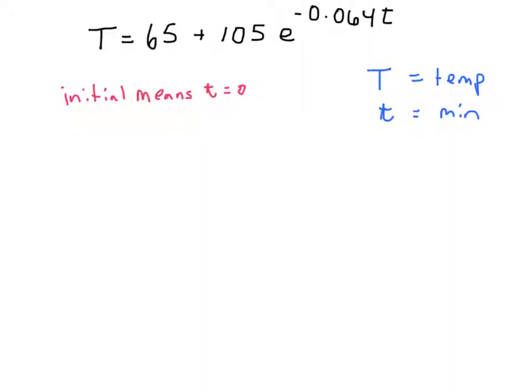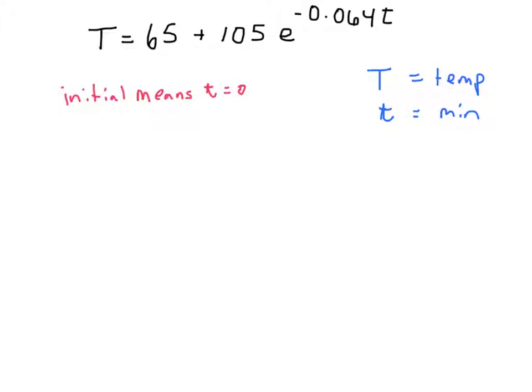So we had a problem on assignment 10, which had to do with coffee. And in that problem, we had an equation, capital T equals 65 plus 105 e to the negative 0.64 t. Your numbers might have been slightly different, but the function was basically the same. The coefficients were a little different. In this problem, capital T stands for the temperature of the coffee, and the lowercase t is the number of minutes that the coffee has been cooling.